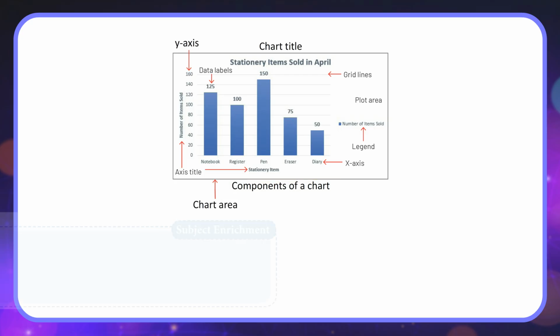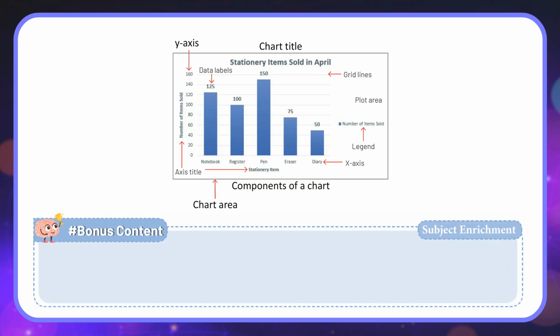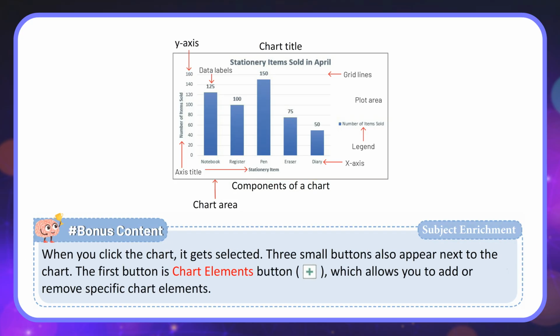Components of a chart. Bonus content. Subject enrichment. When you click the chart, it gets selected. 3 small buttons also appear next to the chart. The first button is Chart Elements button, which allows you to add or remove specific chart elements.